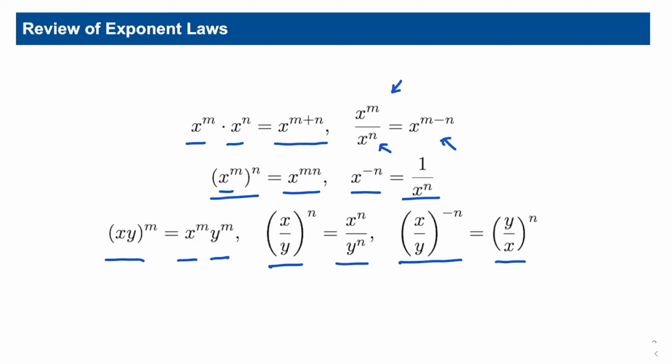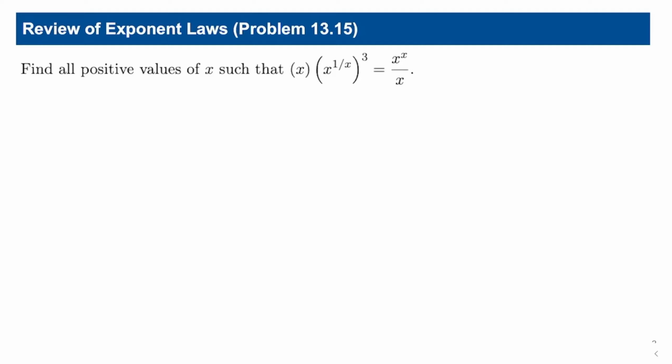Make sure that you are familiar with these exponent laws, because for logarithmic identities, we need to use these exponent laws. Let's see an example. Find all positive values of x such that x times x to the power 1 over x cubed equals x to the power x divided by x.